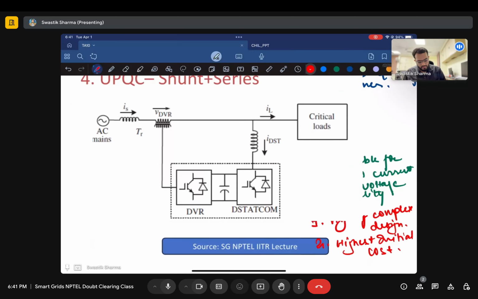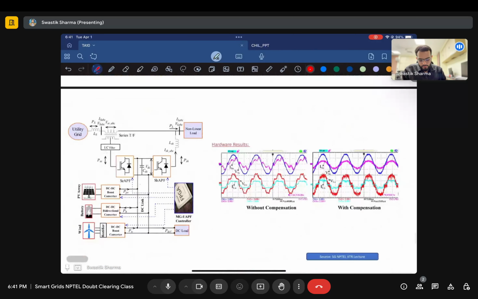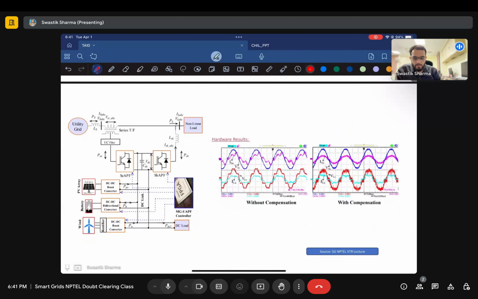So these are some things that were discussed, and they also show the application of UPQC to show how the compensation affects the power quality. You can see that the power quality earlier was very distorted. The waveforms were very distorted, but after using the compensation devices, your power quality was highly improved.